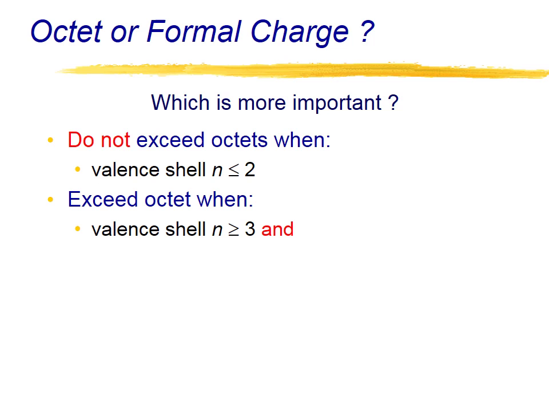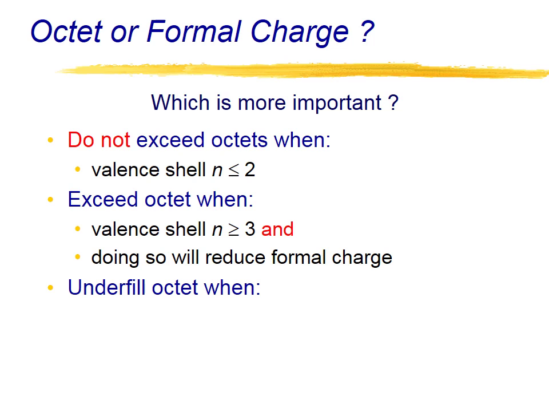You can break the octet rule for elements in the 3rd row or higher, so the valence shell is n equals 3 or higher, as long as you can get the formal charge better in doing so. Exceeding the octet energetically has a cost associated with it, so there's got to be a payoff, and in this case the payoff is generally a reduction of the formal charge. And so we did this in our sulfur dioxide example.